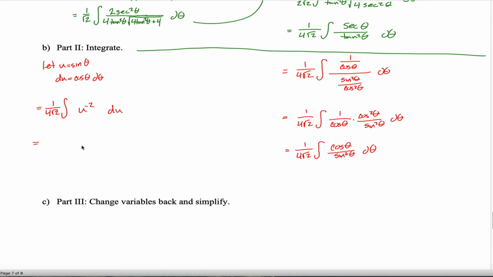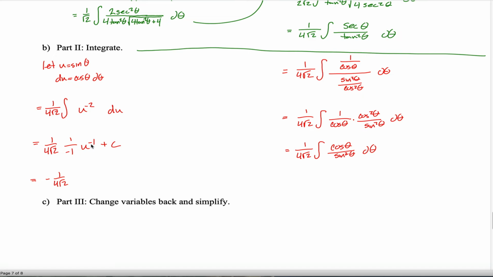The antiderivative of u to the negative 2 power, using the power rule, I add 1 to the exponent, and then I divide by that new exponent. I tack on my plus c, and my integral symbol is done. I can clean this up a little bit if I want. 1 divided by negative 1 is really just negative 1, and negative 1 times 1 over 4 root 2 is negative 1 over 4 root 2.